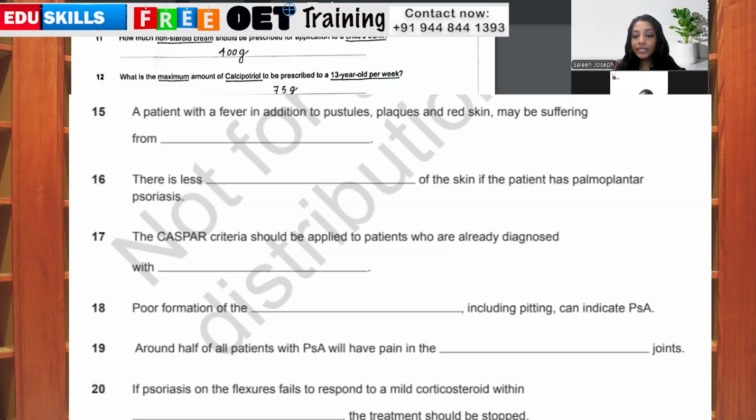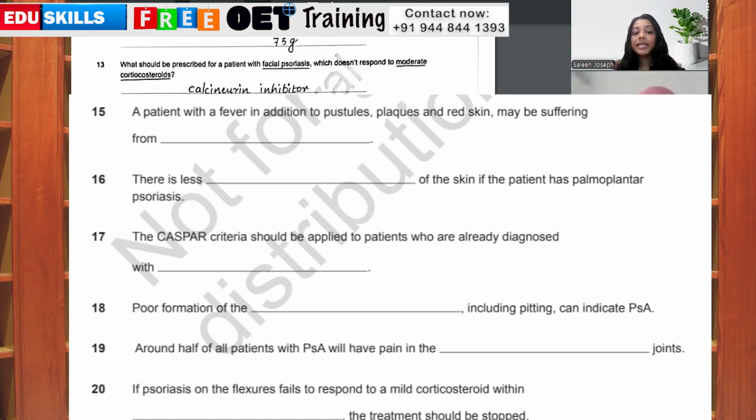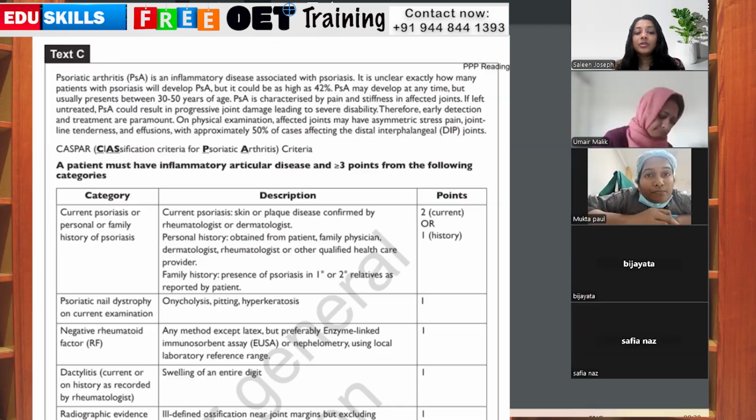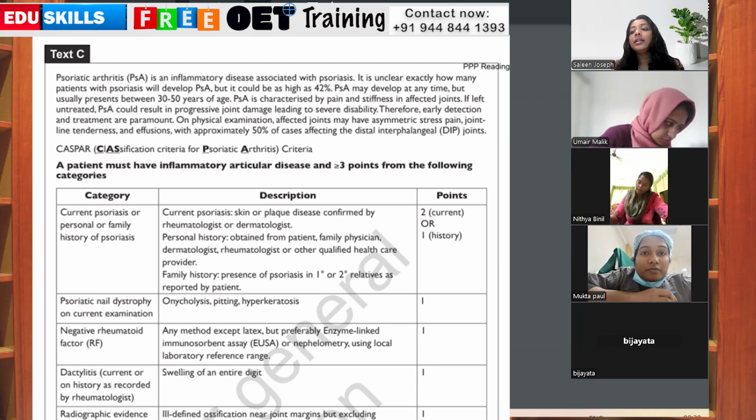Now moving to the 17th question. Don't worry, I'll discuss each and every question with you. The 17th one, the CASPAR criteria. We have discussed CASPAR criteria in psoriatic arthritis, right? Move to that particular paragraph and search for your answer. Criteria should be applied to patients who are already diagnosed with something. So if they are diagnosed with this particular disease, then this criteria should be applied for those patients. So the answer is inflammatory articular disease.